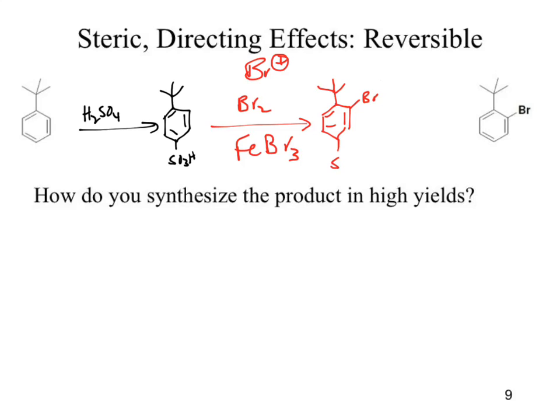And then we have to do the reverse of the sulfonation reaction, which is H2SO4 again, but in the presence of large amounts of water. That will pop the sulfate group off. We now have a very high yield of our favorite bromine product.